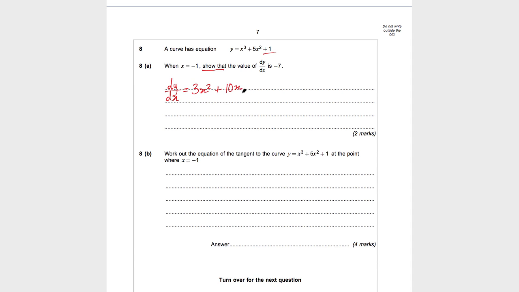So 3x squared plus 10x, and now it's asking us to show that when x equals minus 1 that this equals minus 7. So I'm going to use x equals minus 1, that's 3 lots of minus 1 squared plus 10 lots of minus 1. That's 3 times 1 minus 10. 3 minus 10 equals minus 7, and so I've shown it is minus 7 there.